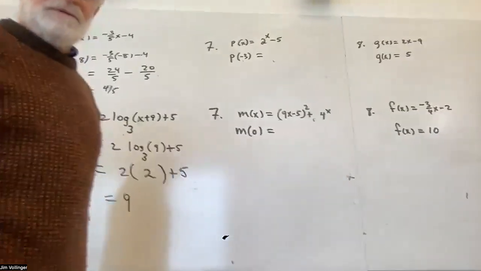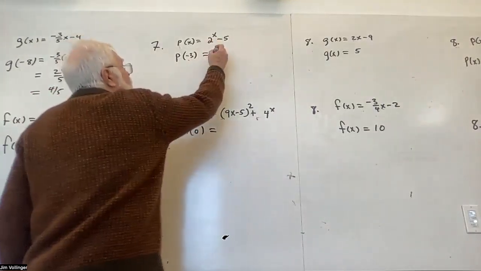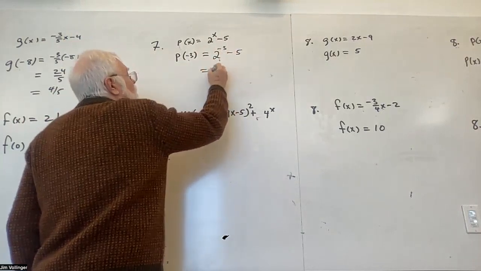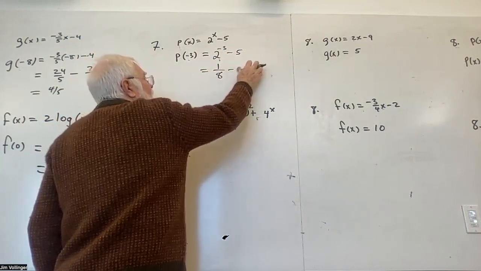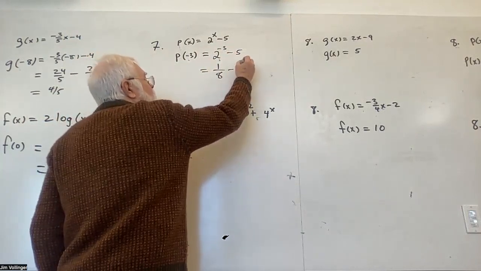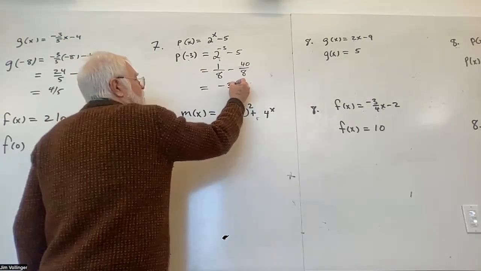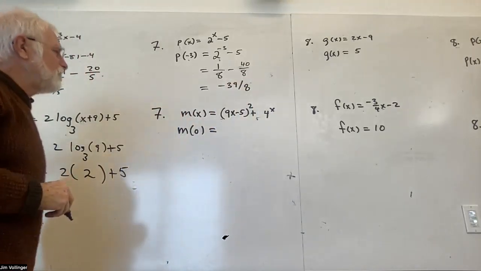P of x, little exponential function. Calculation. Let's put negative 3 in for x. 2 to the negative 3 minus 5 is equal to 1/8 minus 5. But I've got to write 5 in terms of eighths. I think that's 40/8. And so therefore my final answer is minus 39 over 8.